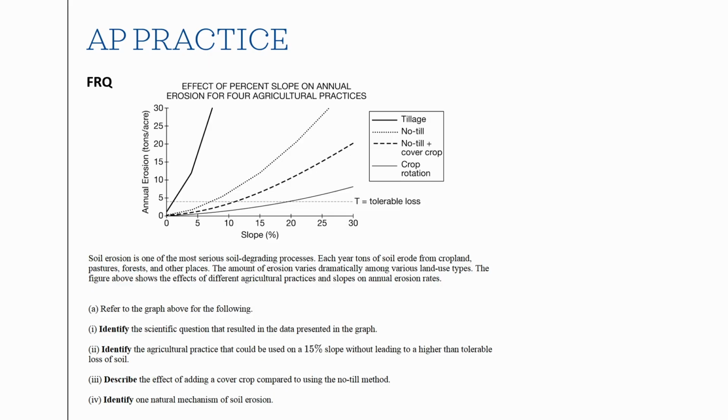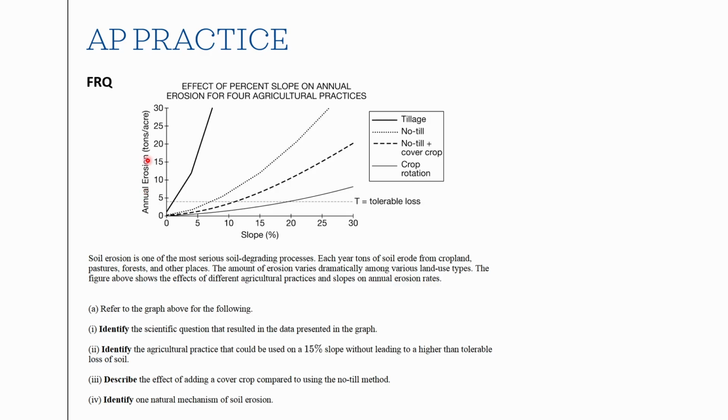Okay, let's go over the correct answer here. We're looking at a graph showing the effect of percent slope on annual erosion for 4 agricultural practices, right? Let's look at our data and unpack it. We've got our slope, which is basically how steep is the hill. So 0 would be like flat land, and then 15 to 30 is getting pretty steep, right?